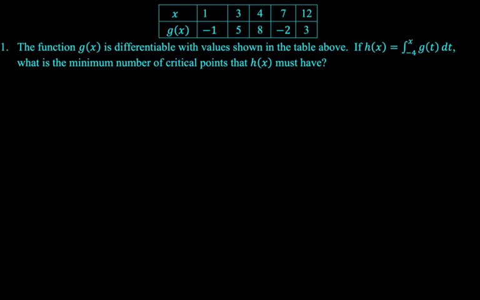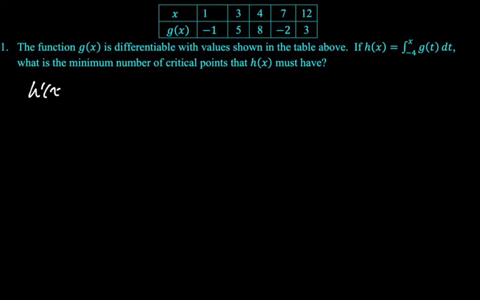The function g of x is differentiable with values shown in the table above. If h of x is the integral from -4 to x of g of t dt, what is the minimum number of critical points that h of x must have? All right, so we're going to need to know what h prime is to be able to answer this, because a critical point is a point in the domain at which the derivative is 0 or undefined. So let's find h prime.